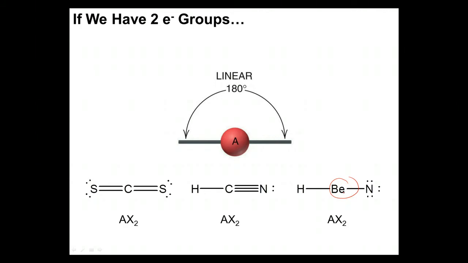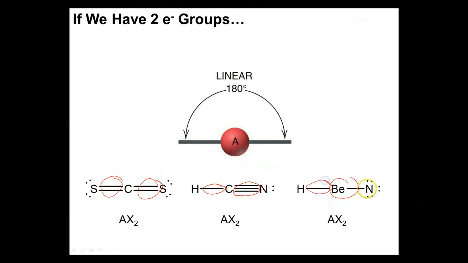Now all of those are going to be AX2 geometries. They're all going to be linear in terms of their shape. Because notice, when we count up the electron regions, 1 electron region, 2 electron regions. We don't care about the fact that they're double bonds. Just like we don't care about this being a triple bond, it is a single region in space. And another region, giving me a linear geometry.